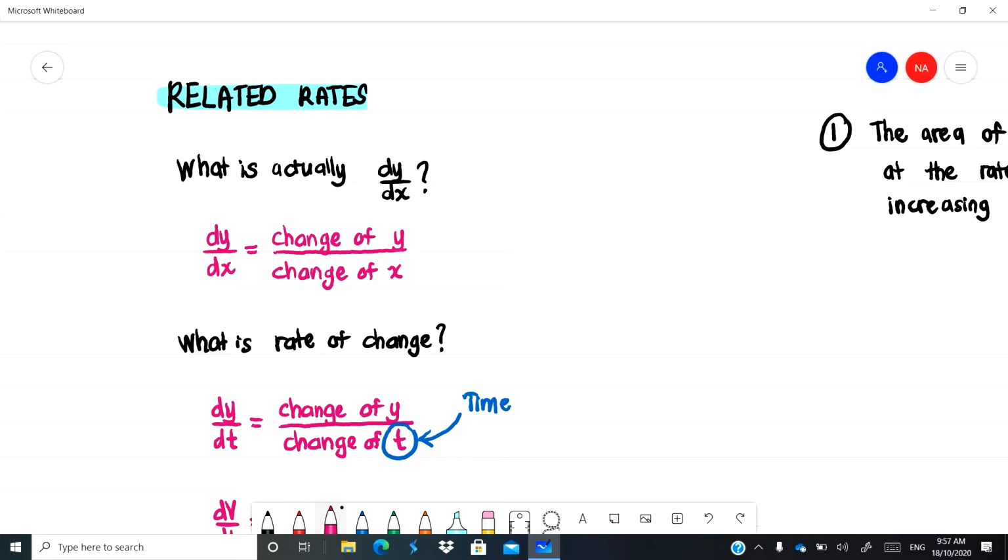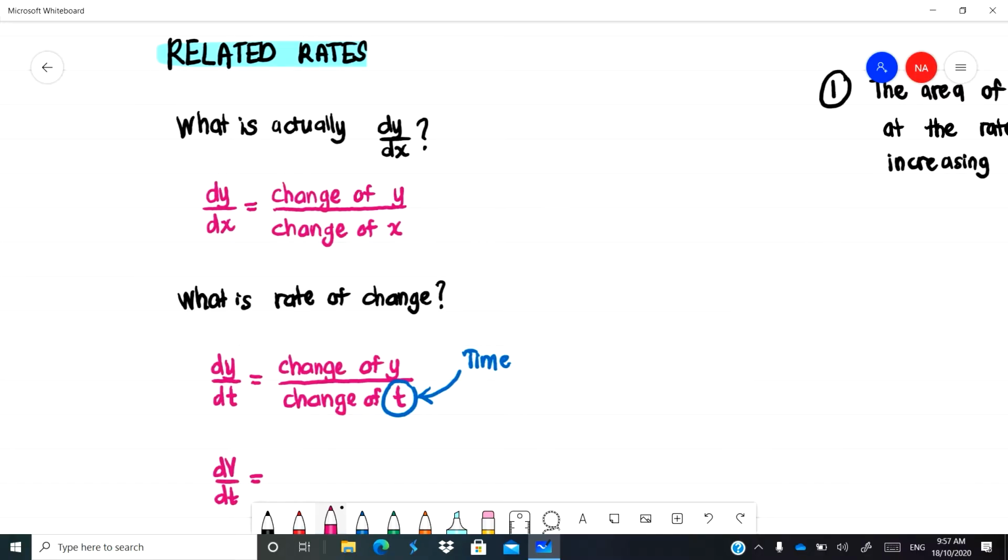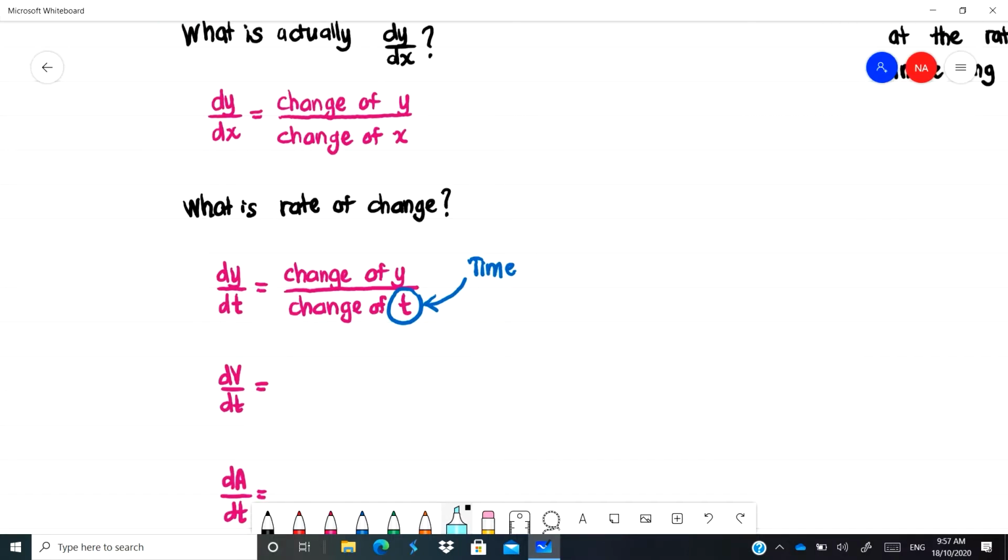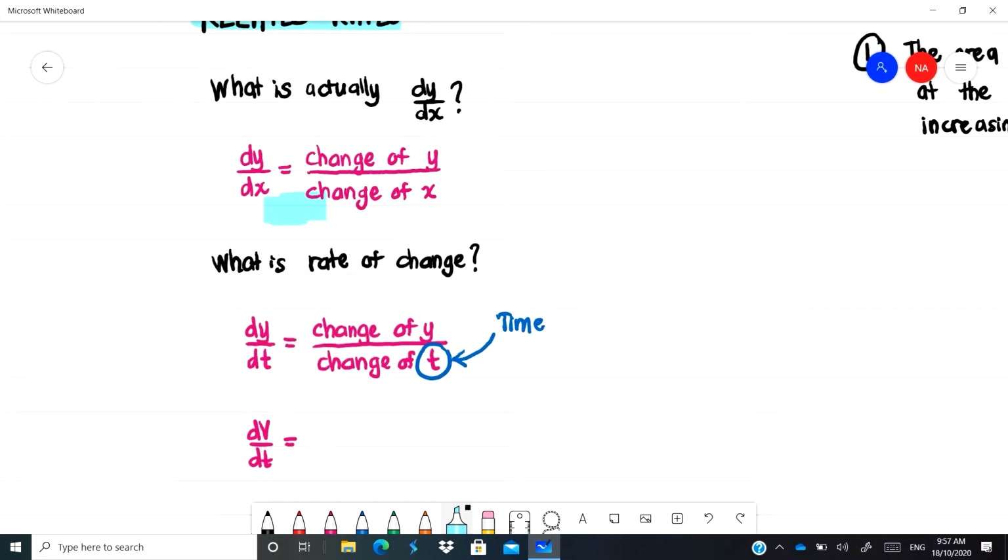So before we could go far, we should ask what is actually dy over dx. So dy is actually the change of y and dx is actually the change of x. So when we write dy over dx, it should be the change of y with respect to the change of x. So next we're going to talk about the rate. So if it is the rate, we're going to talk about time.